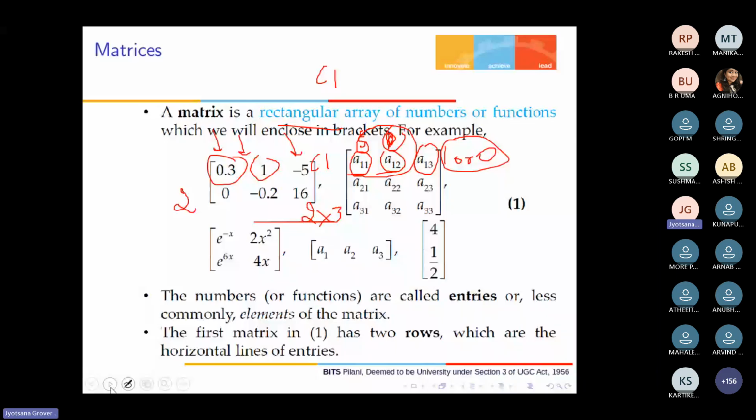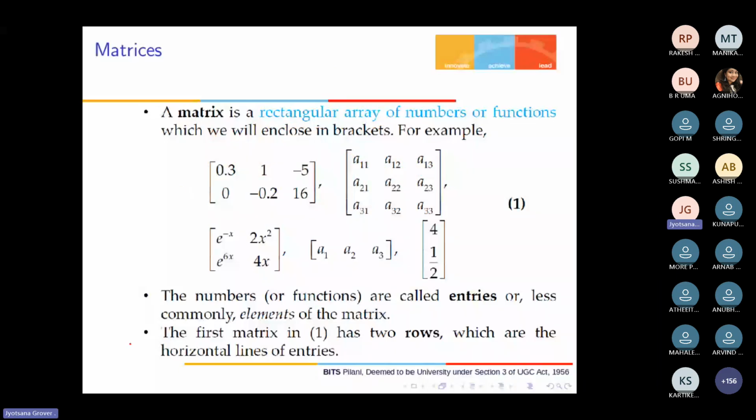Now this matrix has 3 rows, 1, 2, 3, and 3 columns. If a matrix has m rows and n columns, it should be written as an m cross n matrix. Okay, this represents the rows. This represents the columns.